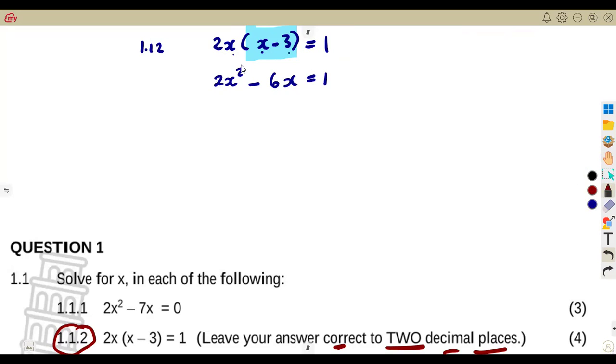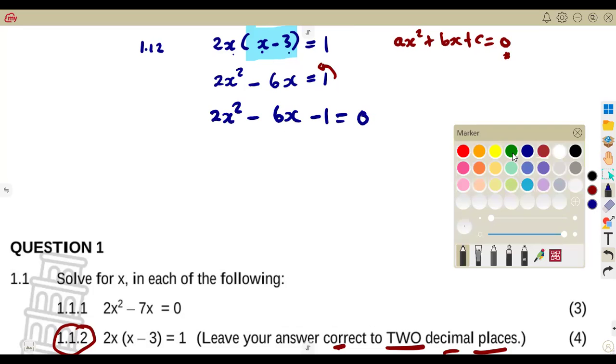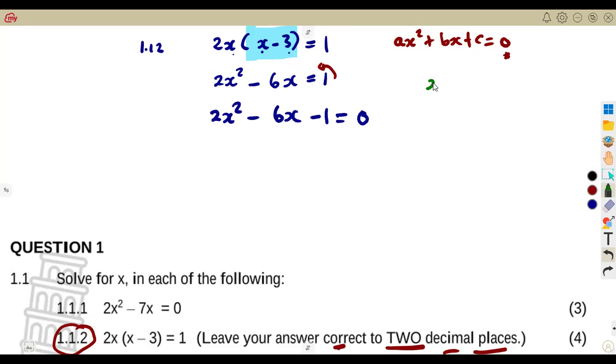But as we have the highest power being 2, that's a quadratic equation. So the format, ax squared plus bx plus c is equal to 0. You're supposed to have the format where one of the sides must be equal to 0. So you're supposed to take the 1 to the other side. So it was going to be 2x squared minus 6x minus 1 is equal to 0, like this. So using our quadratic formula, I already wrote the formula before.